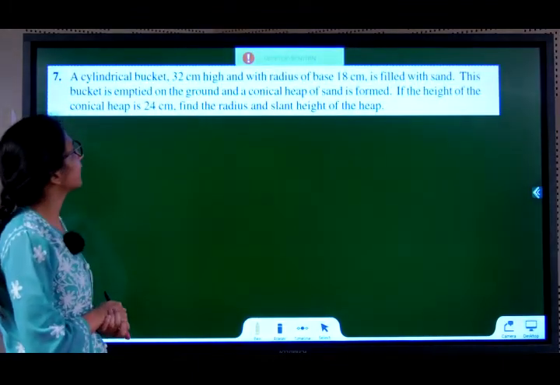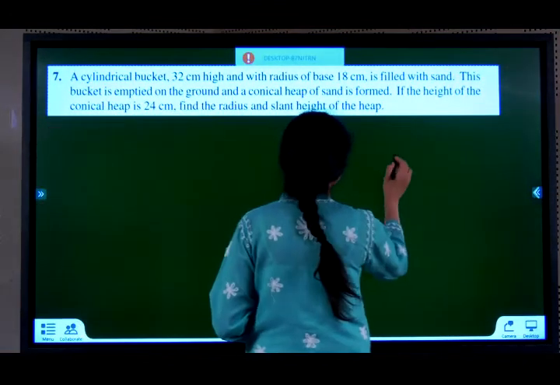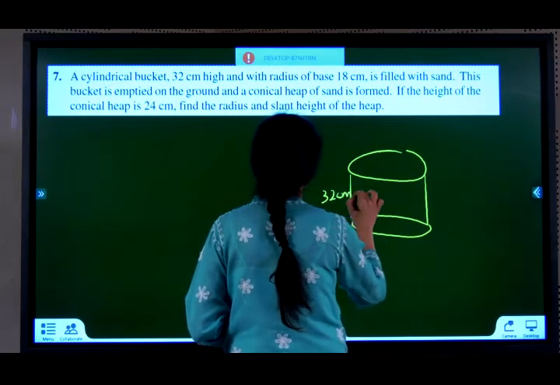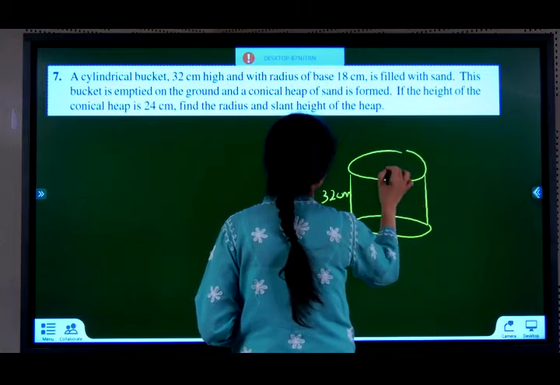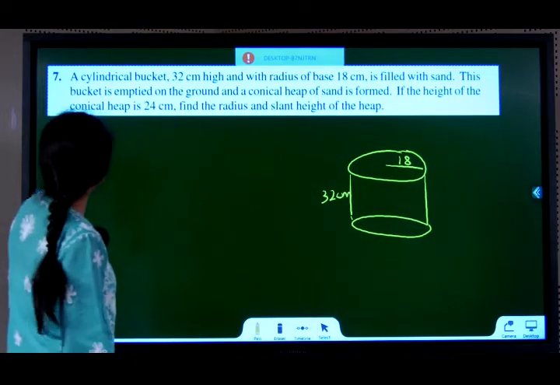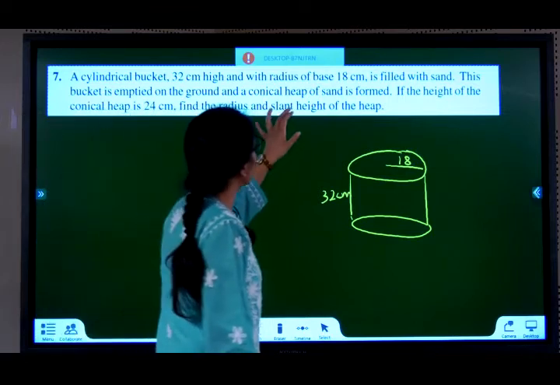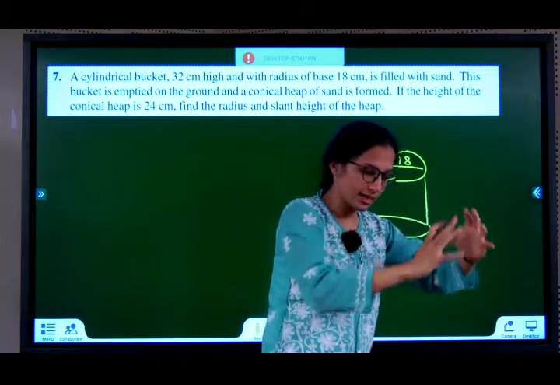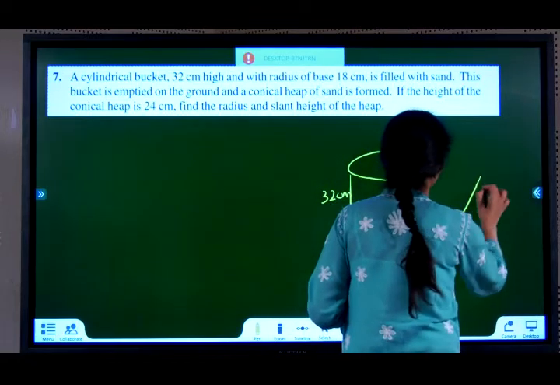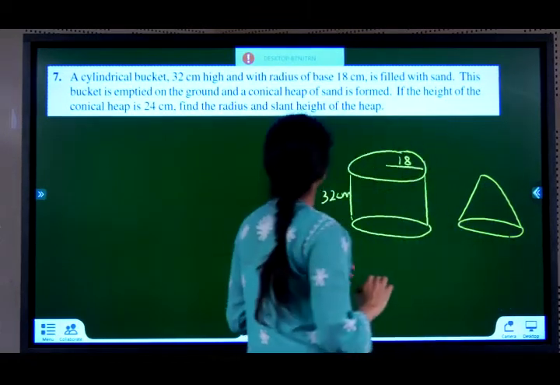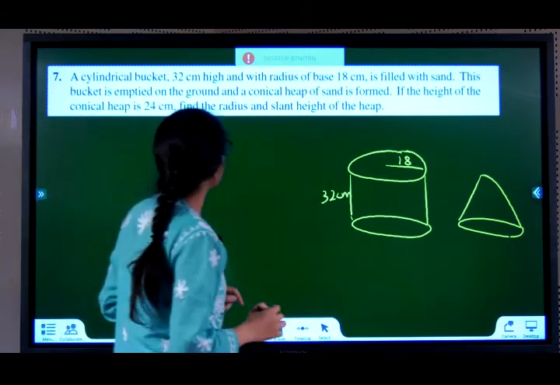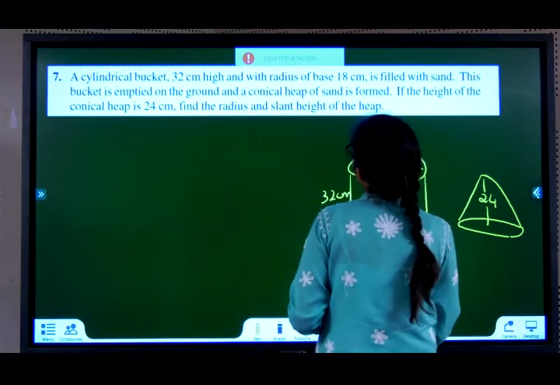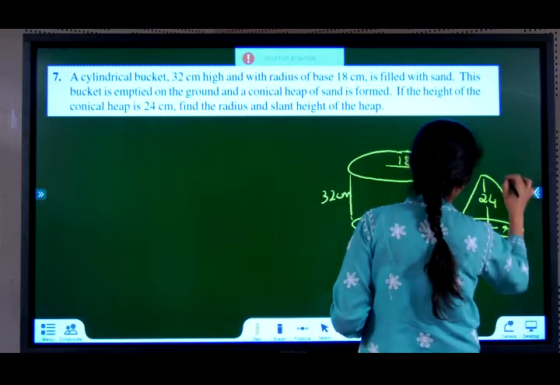Question 7. A cylindrical bucket 32 centimeters high and with radius 18 centimeters is filled with sand. The bucket is emptied on the ground and a conical heap of sand is formed. If I take the mud and pour it like this, if I empty the bucket, a sand heap will form in the form of a cone. Agreed? If the height of the conical heap is 24 centimeters, find the radius and slant height of the heap. They are asking to find R and find L.